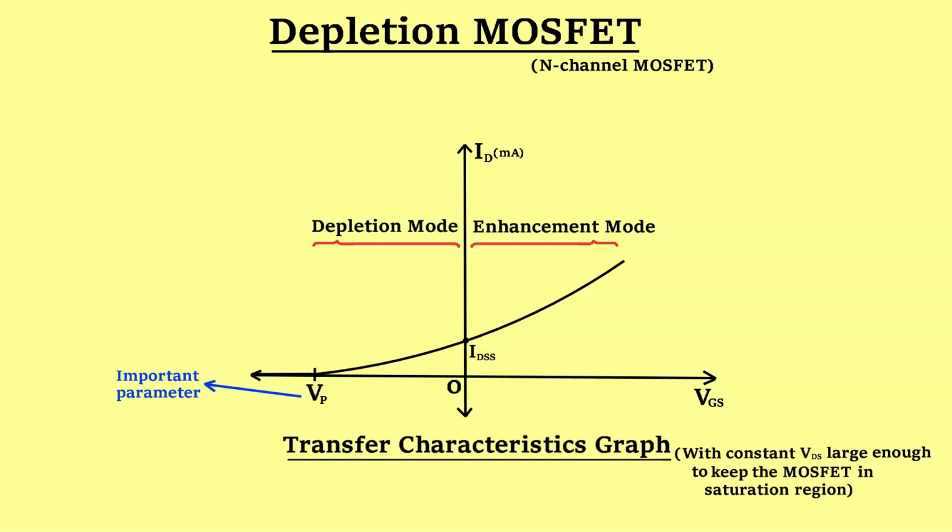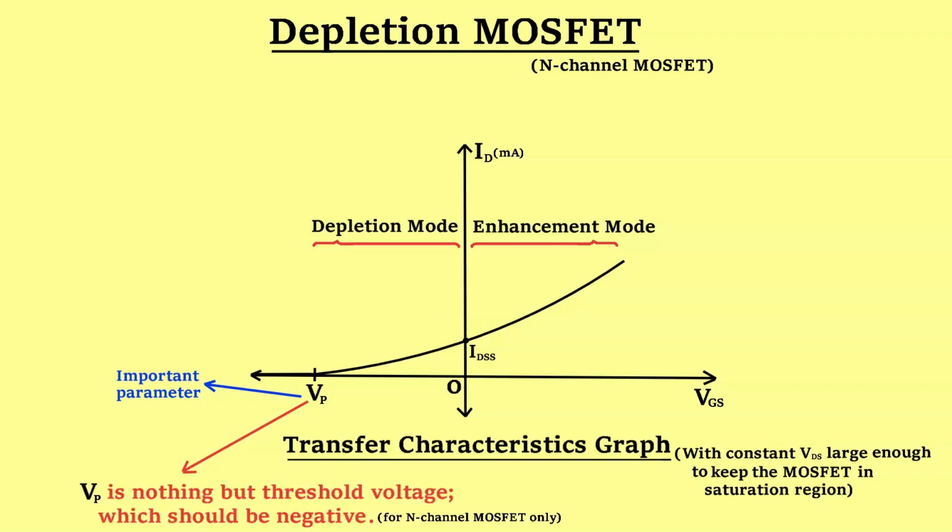We have seen earlier also that ideally there is no current when gate to source voltage is smaller than threshold voltage. So the value of pinch off voltage is nothing but the threshold voltage. And as we know already, for N-channel depletion type MOSFET, threshold voltage will be negative, which can also be easily verified from the shown graph.